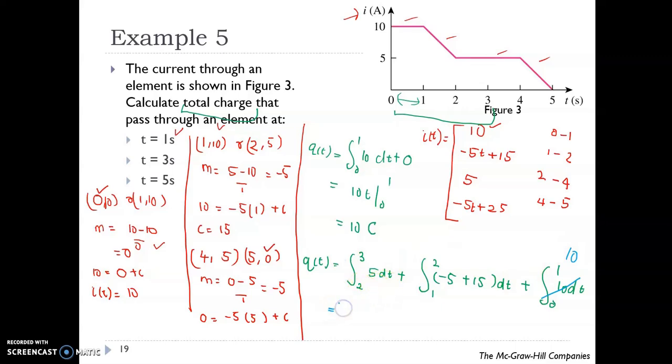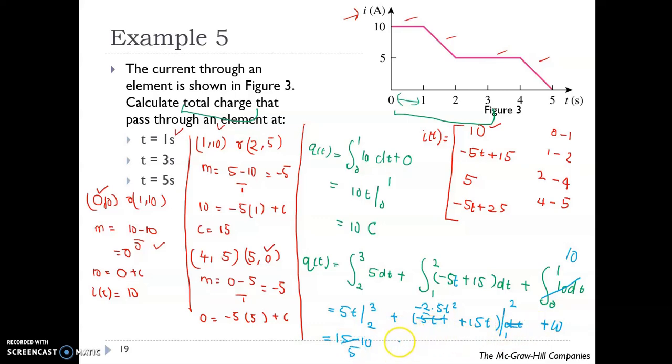For this part, the integral of 5 dt is equal to 5t from 2 to 3, plus the integral of minus 5t plus 15, which becomes minus 2.5t squared plus 15t from 1 to 2. Okay, 5t from 2 to 3 is 15 minus 10. This becomes 5. And this part is 10.